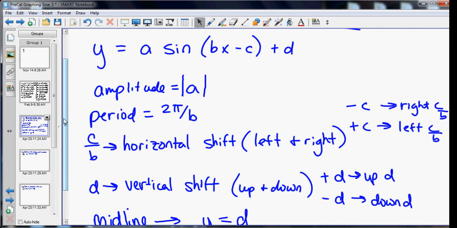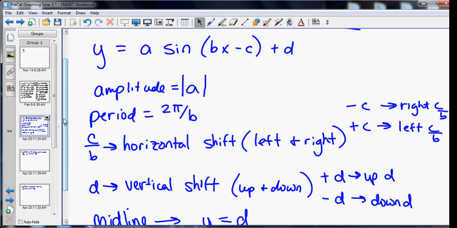And this may feel backwards, but if we are subtracting the C, then that means we're moving to the right C over B. If we're adding C, that means we're moving to the left C over B. Again, that may feel a little bit backwards, but subtracting means we're moving to the right, adding means we're moving to the left. Now, D is the vertical shift.